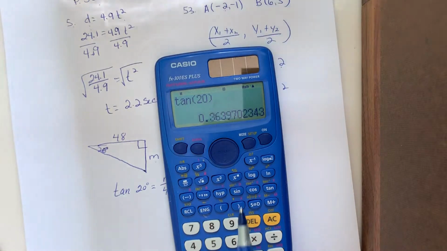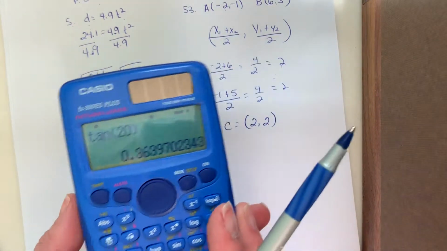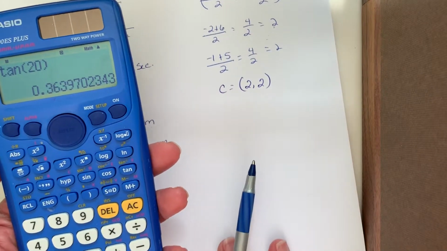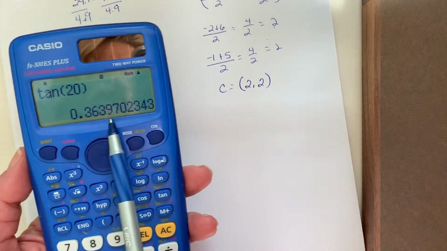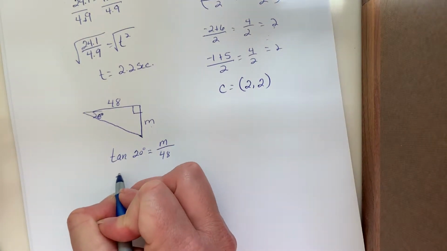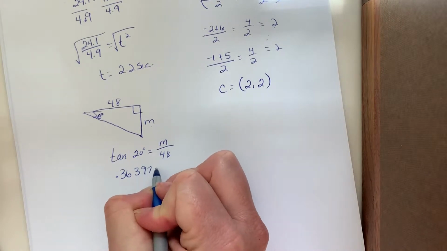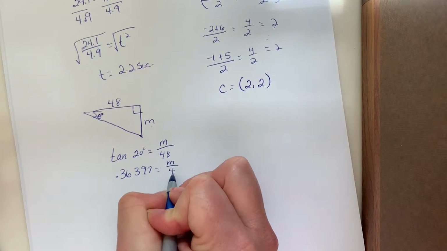Okay, we're going to get this number, and we can actually write this number down, but I want you to leave it in your calculator because you're going to get a more accurate answer if you actually use what they give you on the calculator. So I'm going to write 0.36397 equals m over 48.